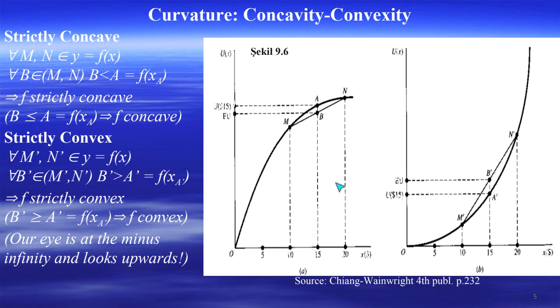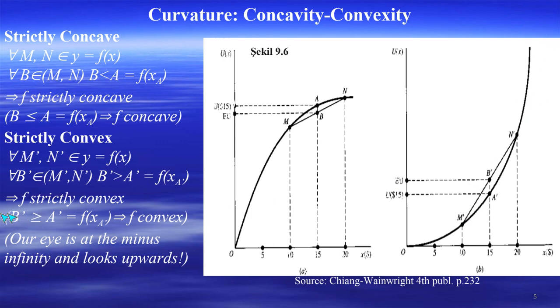Strictly convex is the opposite of it. It is the mirror picture of it. For two points m prime and n prime on the function, we again draw this chord, this line segment between m prime and n prime. The height of any point on this segment should be greater than the corresponding function value a prime, the height of a prime. If this is so, this function is strictly convex.